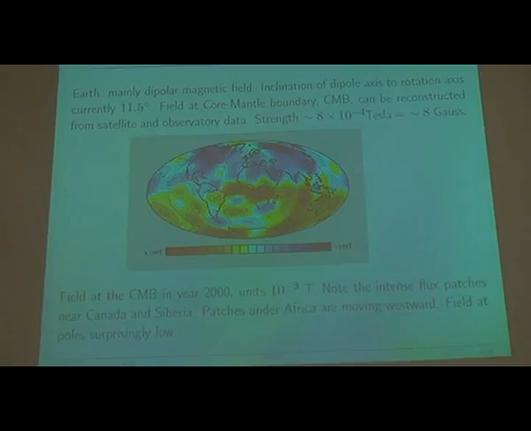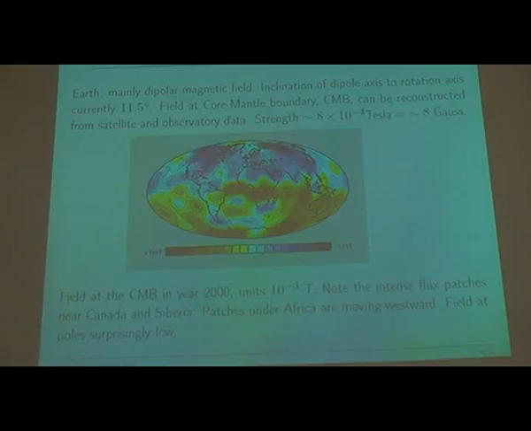These patches also have a tendency to move westward. In fact, this wave-like pattern here has some tendency to move westward. The field over the Pacific, however, is much more static and doesn't appear to move much at the moment anyway. Within this picture you can also see two massive dark blue flux patches up here, one over Canada and one over Siberia. These are the most intense parts of the magnetic field, and they also seem to be fairly stable. They don't seem to move very much.